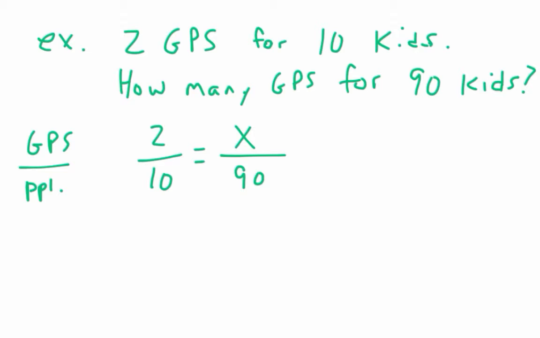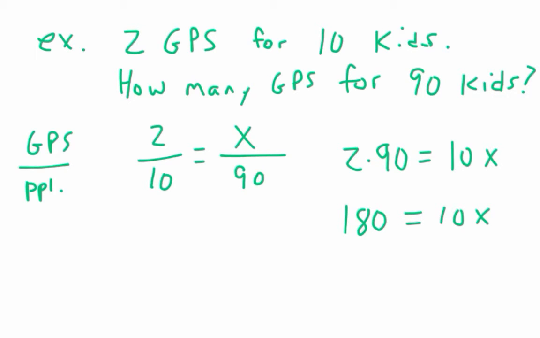So to cross multiply, we could write that as, now I have 2 times 90. So numerator of 1 times the denominator of the second equals 10x, denominator of the first one times the numerator of the second. So 2 times 90 gives me 180 equals 10x. And then to solve for x, x was multiplied by 10, so we divide by 10. And we end up with x equals 18. Seem to make sense? That's kind of the short version.